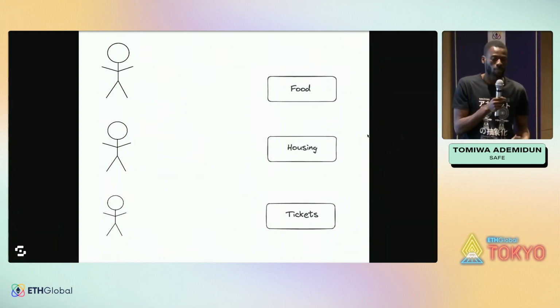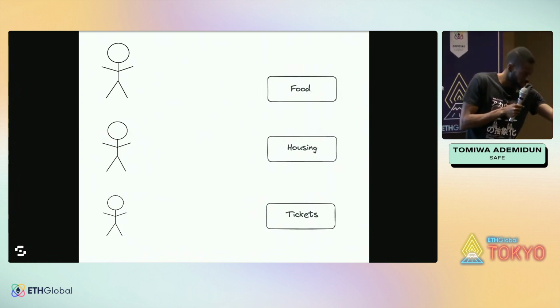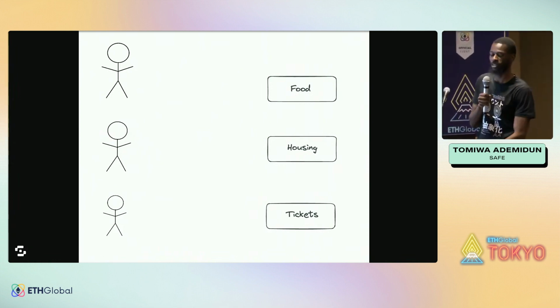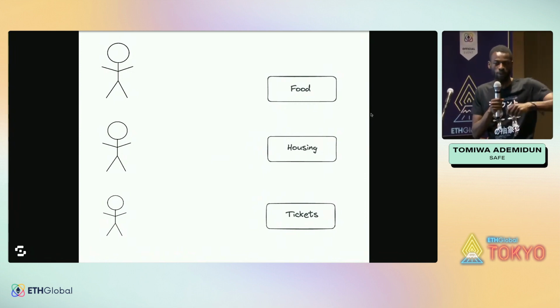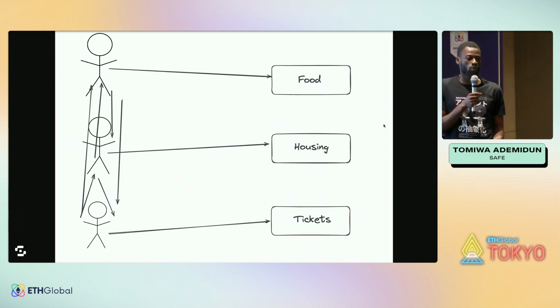So maybe I say, I'm going to pay for food. John, you're going to pay for housing. Maybe, what's your name again? Masaki, you're going to pay for the tickets, right? So you pay me back for this and I pay you back for this, and it's just a huge mess. And this is why we have these iMessage group chats where we're just trying to figure stuff out.